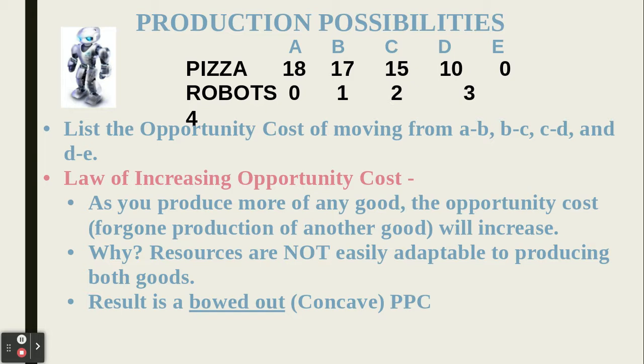So the more and more we produced computers, we had to sacrifice more and more bicycles. Those resources are not easily adaptable to producing both products. As we start sacrificing more and more away from one, we're losing more and more, because now we're creating more computers instead of bicycles. So the amount of bicycles is decreasing, therefore we're increasing the opportunity cost. Each time we sacrifice more and more bicycles, and this results in the bowed out look of our PPC graph.